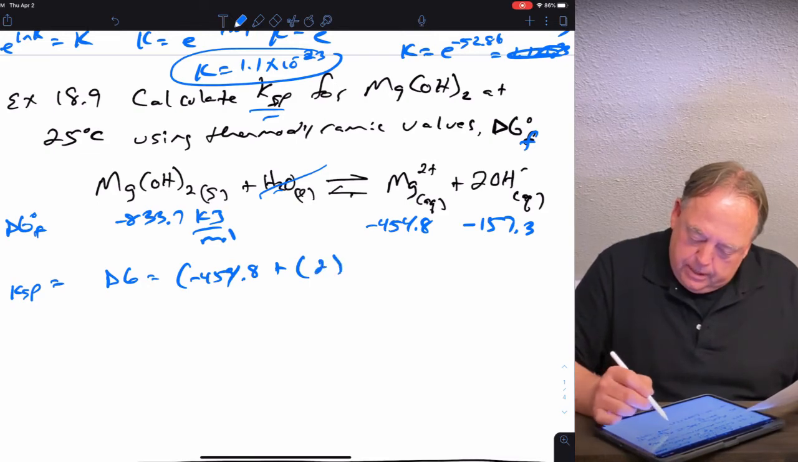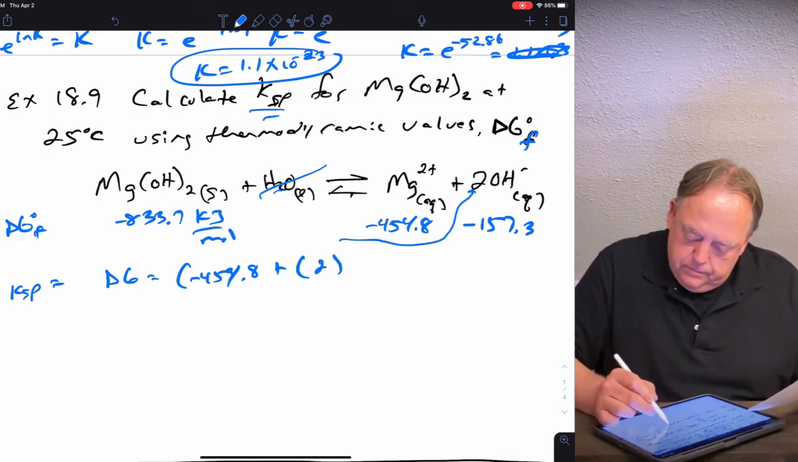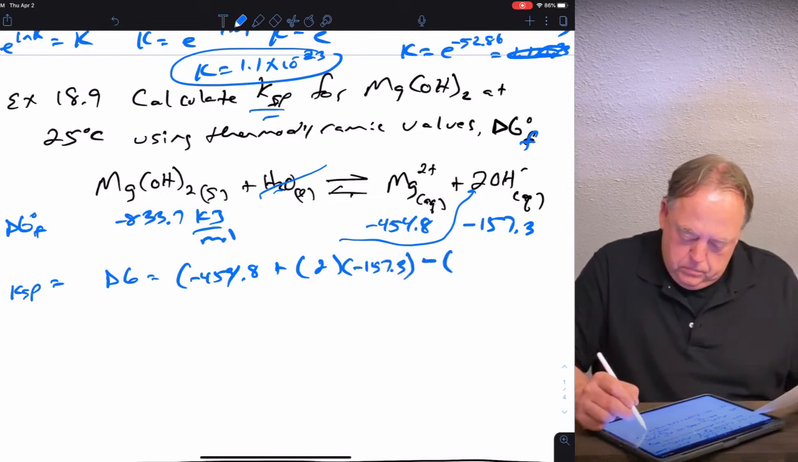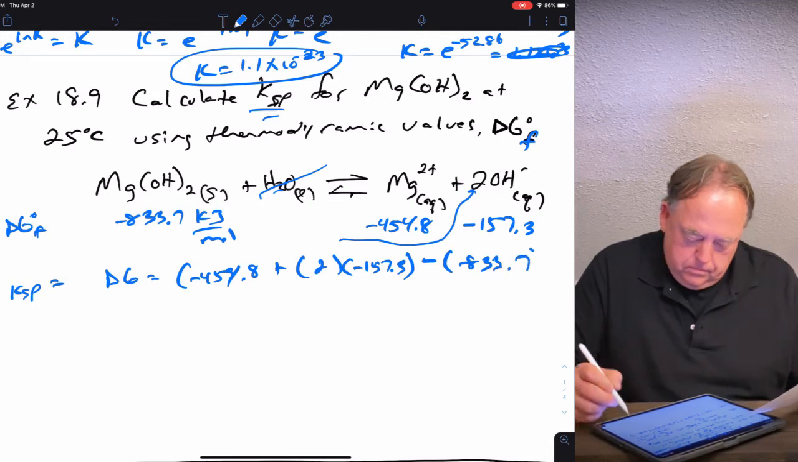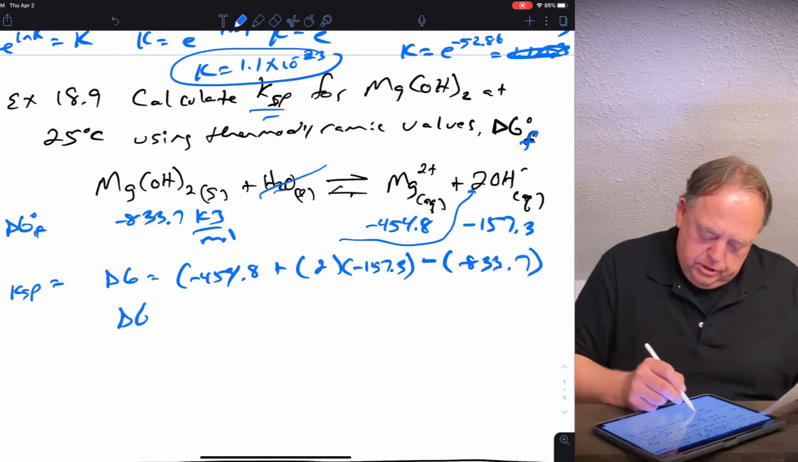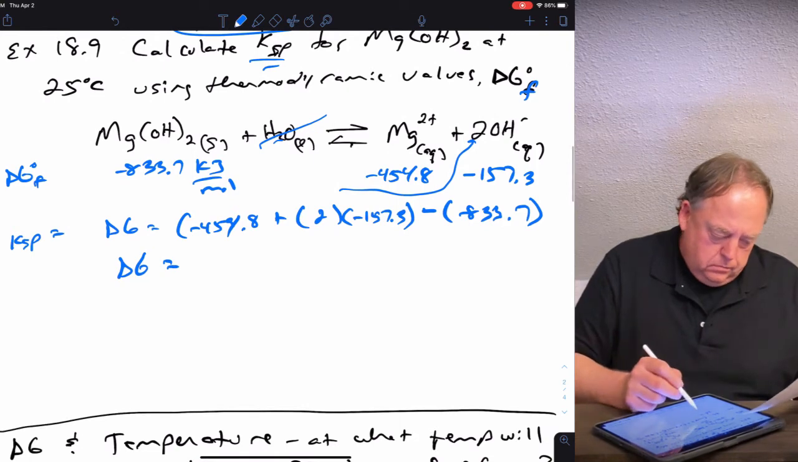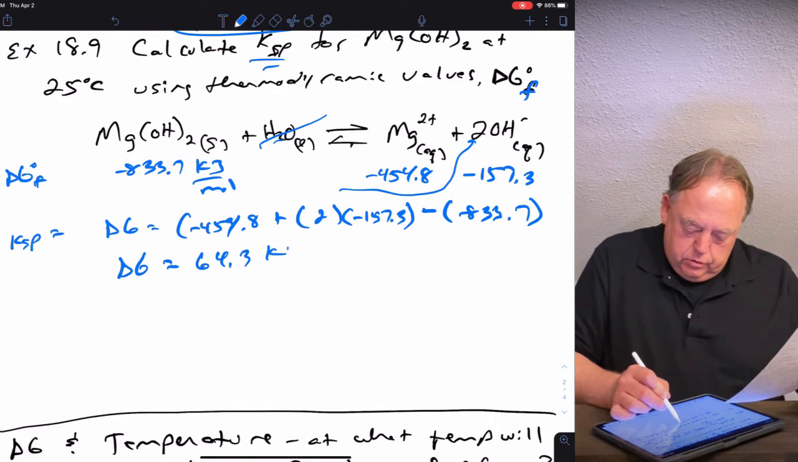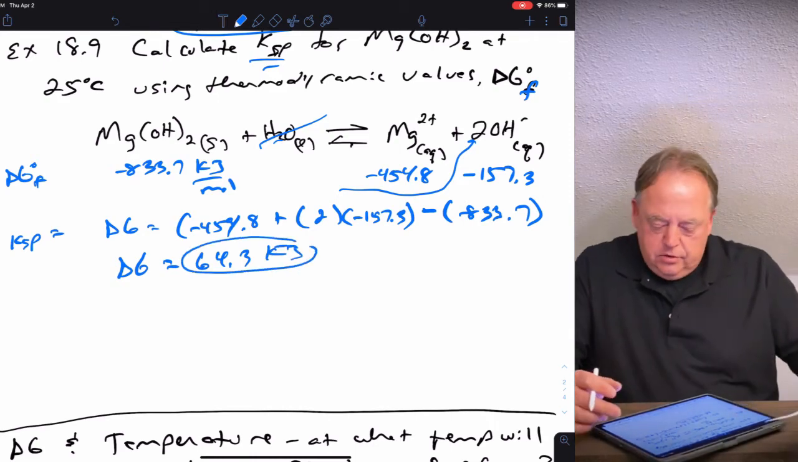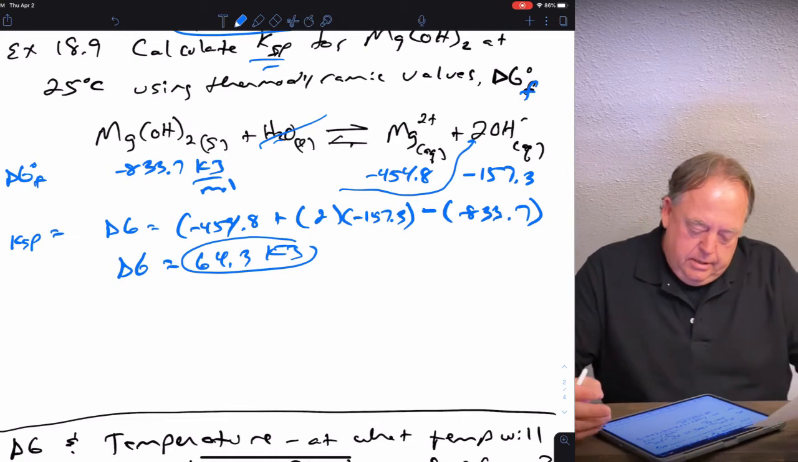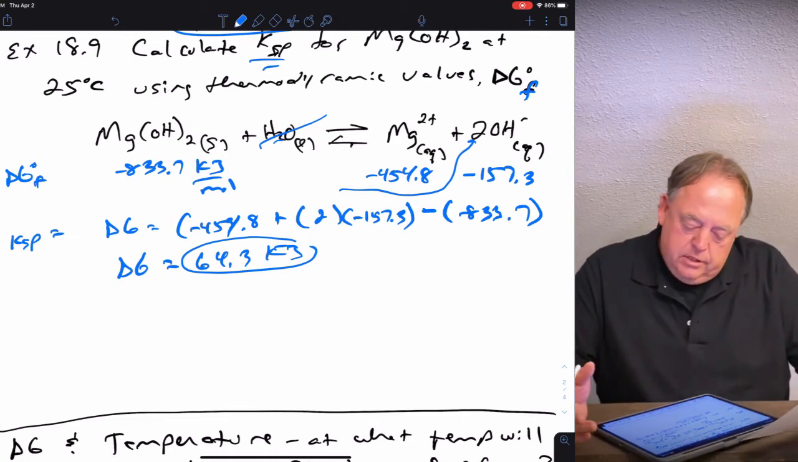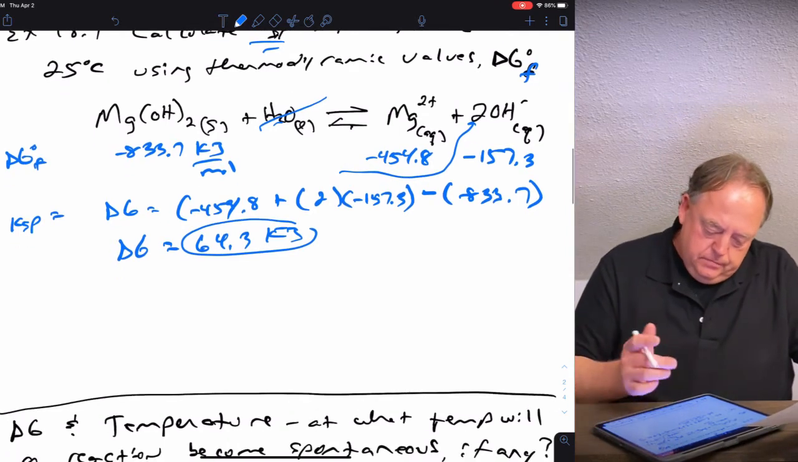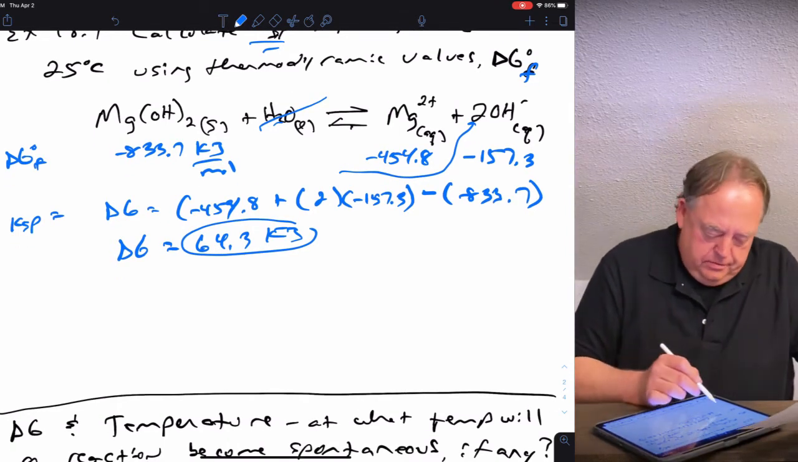So we have to multiply the hydroxide times 2, since there's 2 of them. Okay, so delta G is equal to 64.3 kilojoules. So again, it's positive, and it's large, greater than 10 kilojoules, so K is going to be a very small number again. So magnesium hydroxide is not very water soluble.